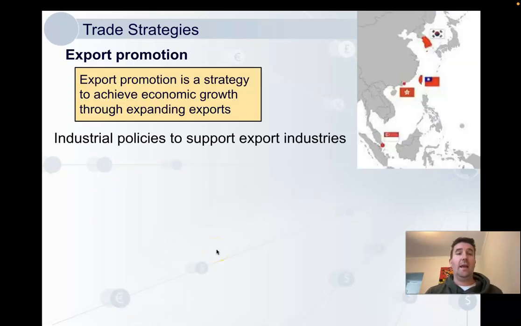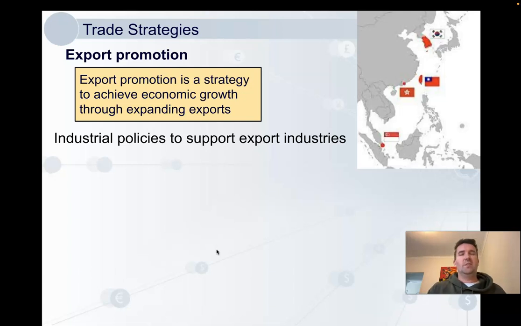Next, we'll look at export promotion. So achieving economic growth through expanding exports. This was found to be much more successful. It was done to a great deal of success by what we call the 4 Asian tigers. So South Korea, Taiwan, Singapore, and Hong Kong. So there they are on the map.